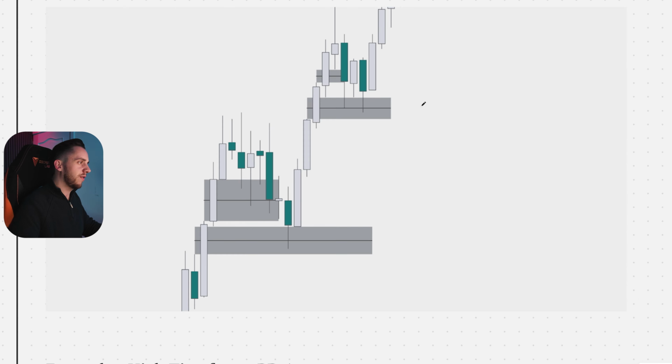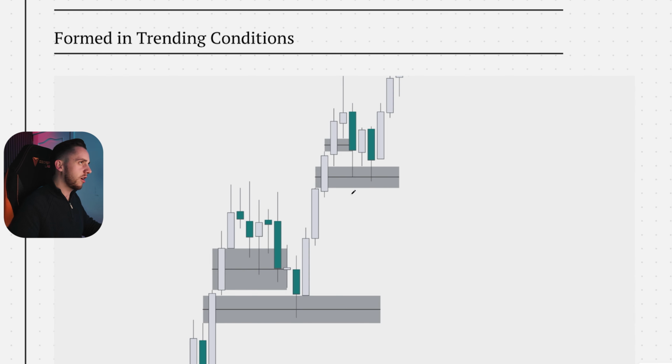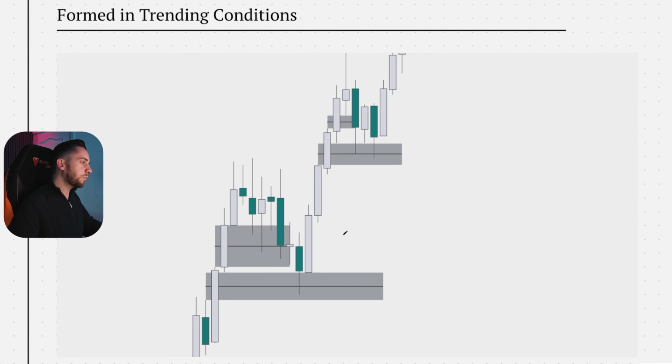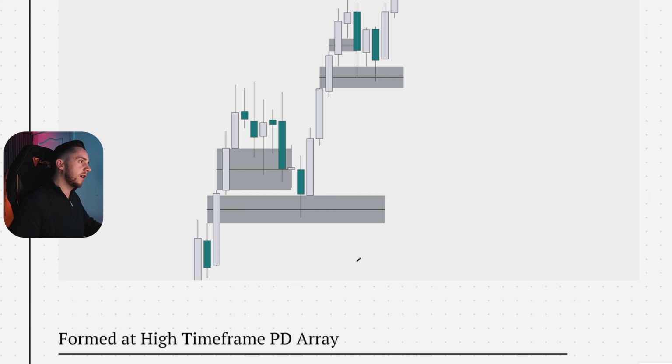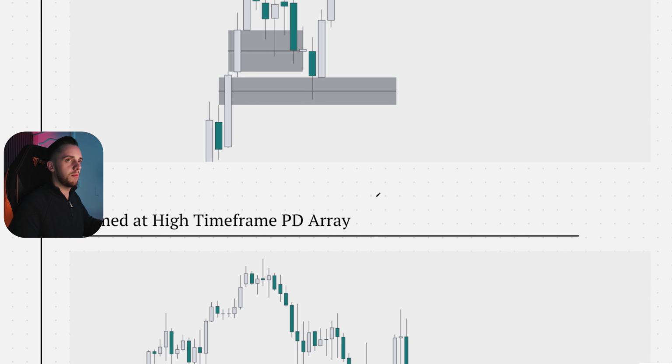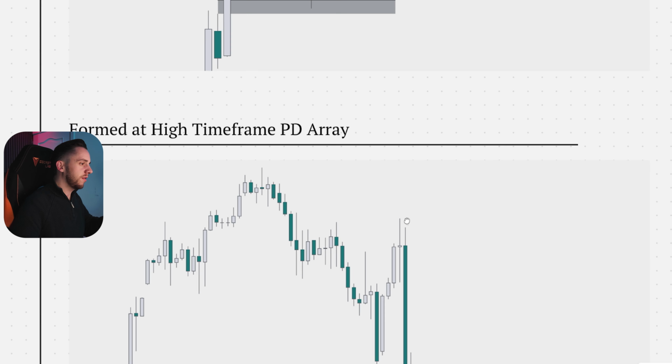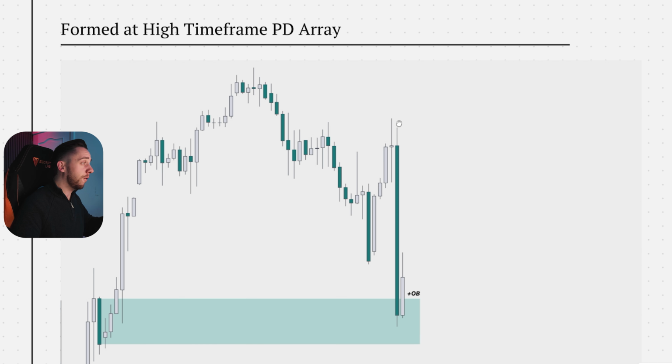Now, I could not fit everything into this screenshot right here, but if you want to look at this specific case, this was on the 2nd of January 2026, and the example below is also from the 2nd of January 2026. So another high probability fair value gap is going to be if they are formed on a high time frame PD array.